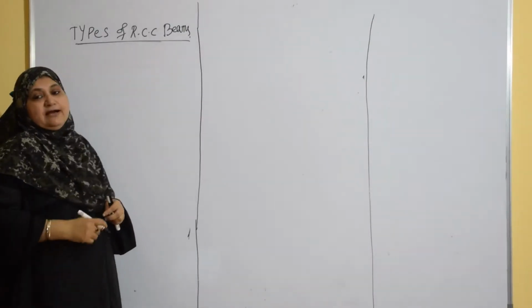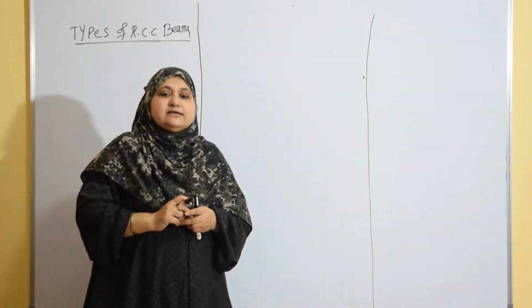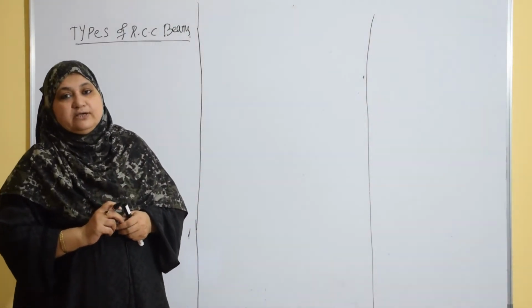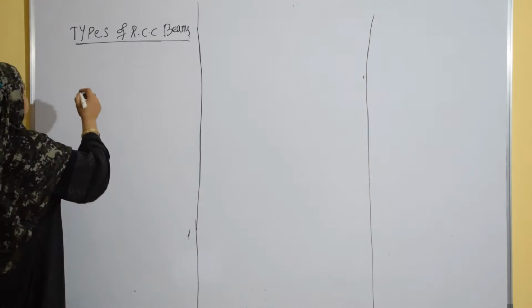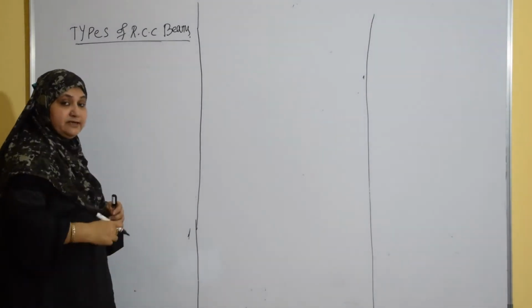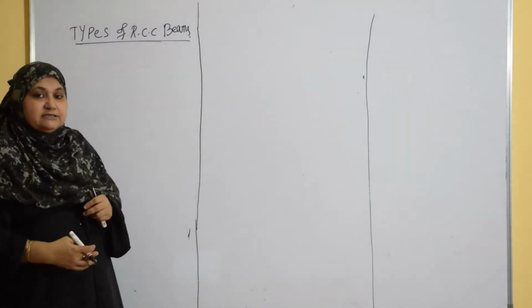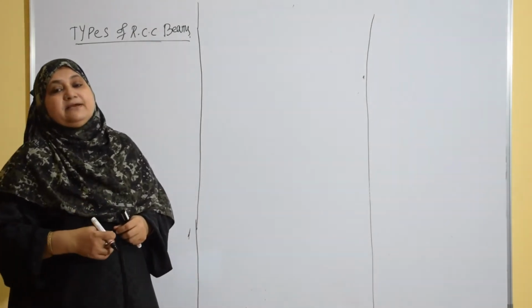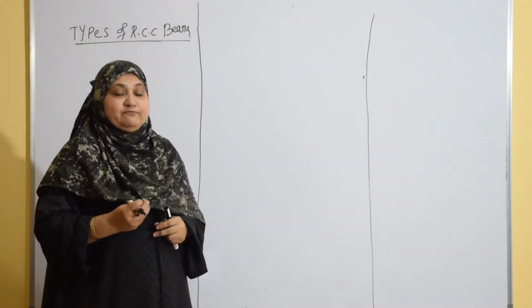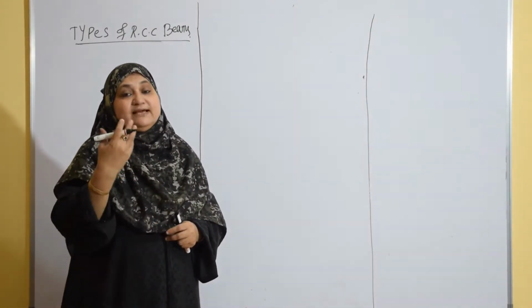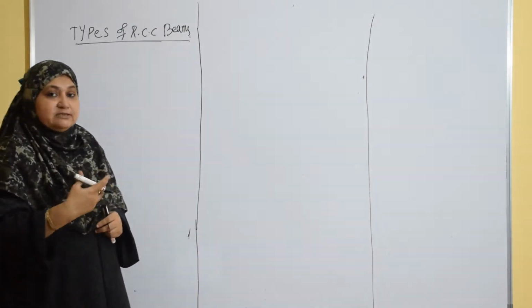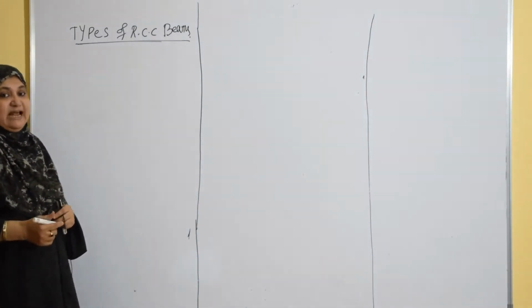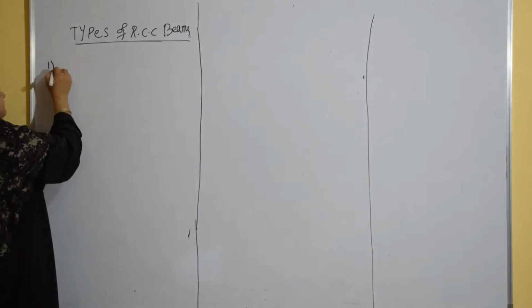Types of RCC beams. Now RCC beams are of the following three types. Now this is RCC beams, exclusively beams. In my earlier discussion I said sections. It can be a slab also, under reinforced, over reinforced. It can be a column also. So there I said section. Now here exclusively it's beams. We have three types of beams.